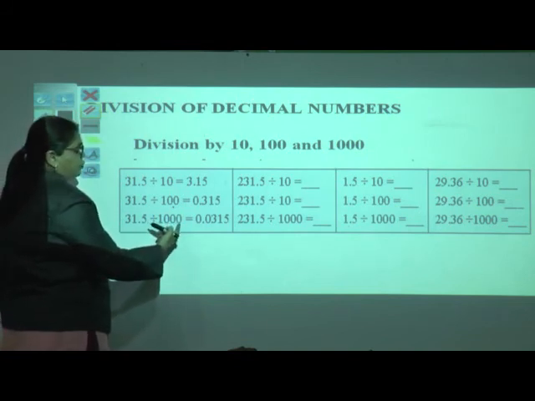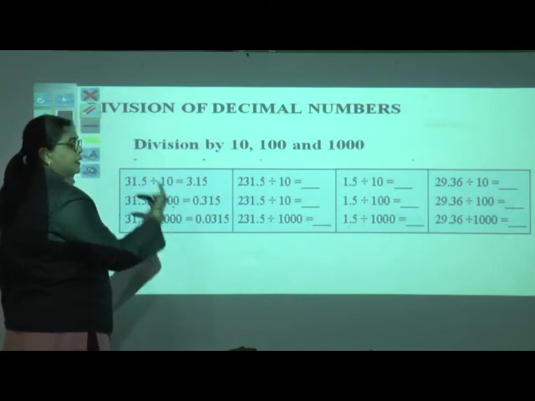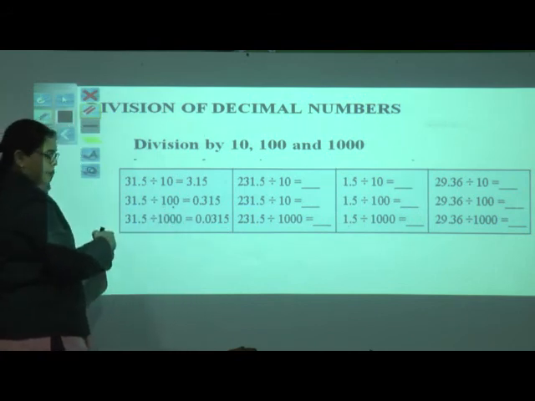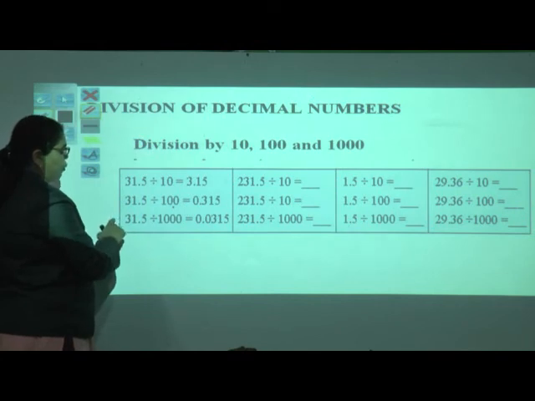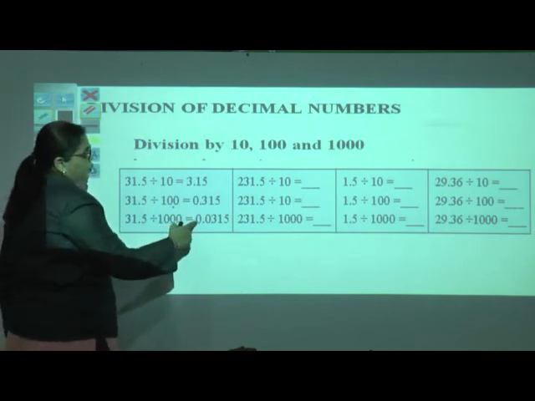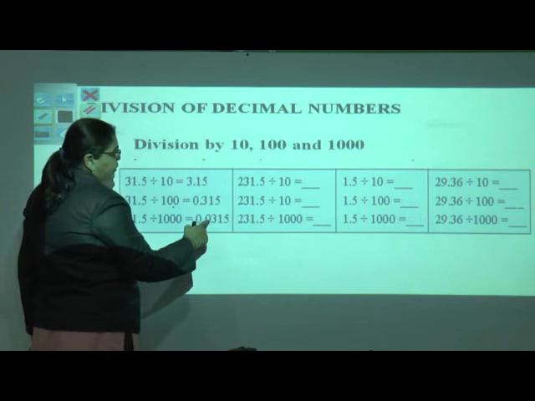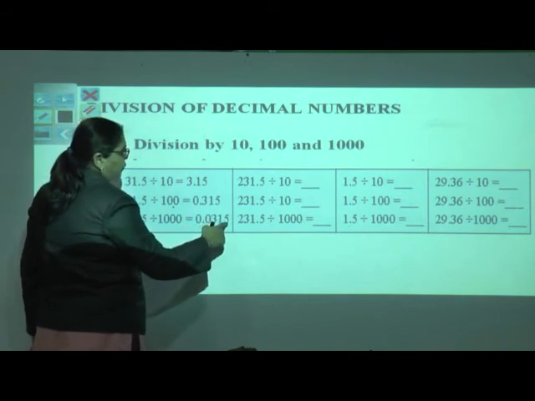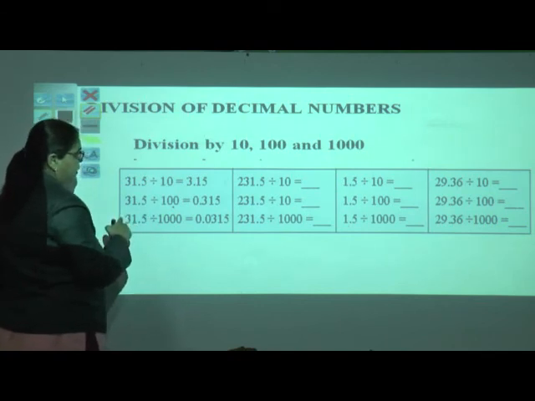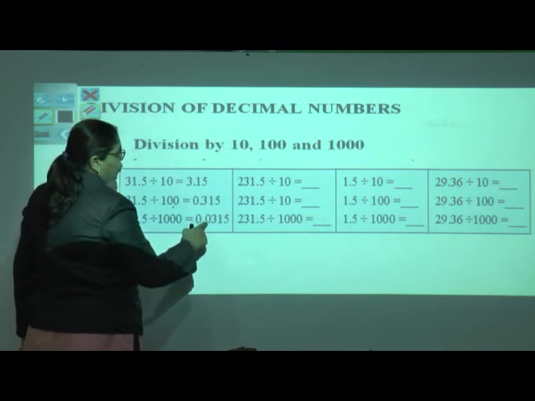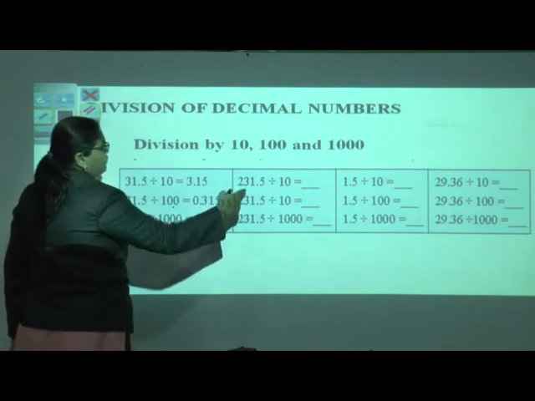31.5 divided by 1000. In 1000 we have 3 zeros. So after 3 digits we have to give the decimal point. But we have only 2 digits here. So we have to write one more 0 and then give the decimal. So here it is 0.0315, because we have 2 digits, we have to write one more digit, so we write a 0. So it is 0.0315.